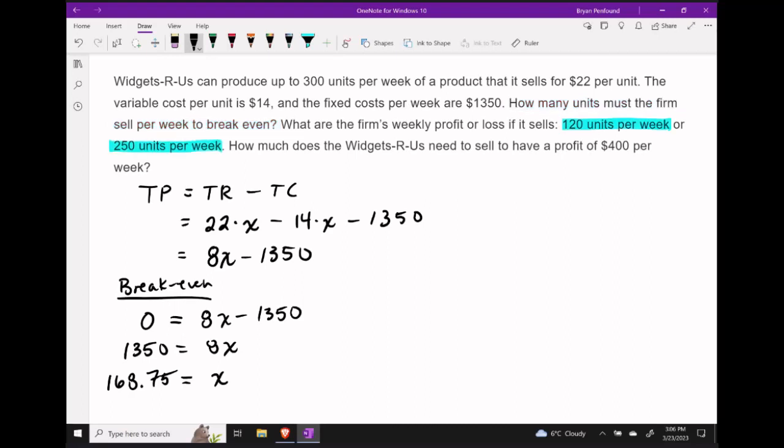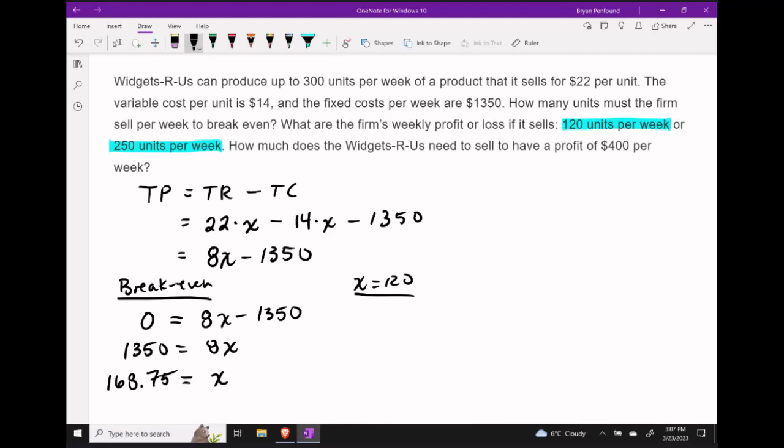Let's now answer our second question, which is what kind of profit or loss are we looking at if we sell 120 units per week versus 250 units per week? Notice that since our break-even number is about 169, if we sell 120 units per week, we're under our break-even number, which means we should expect to see a loss that particular week. On the other hand, if we sell 250 units per week, we're going to be over our break-even number, implying that we should see a profit that particular week.